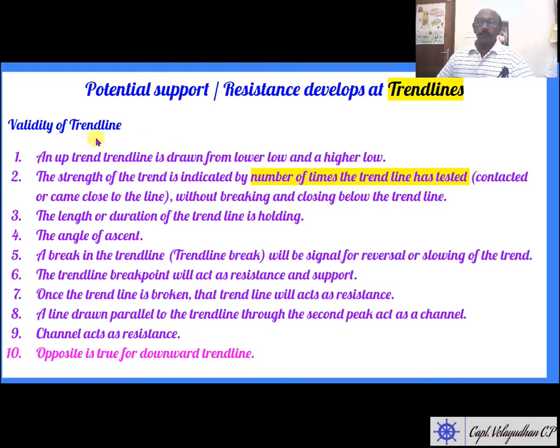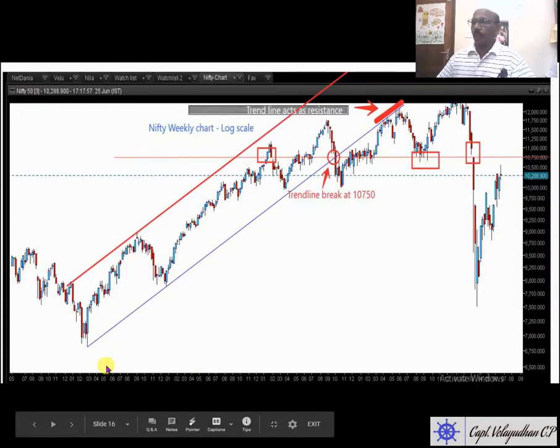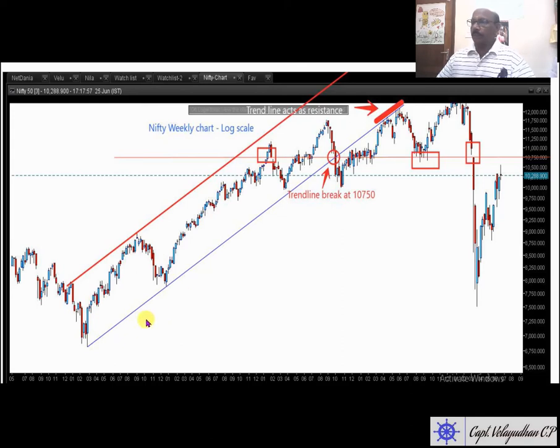Let us have a look at the chart, how the trend lines are breaking. This is a chart. I took this point and this point, two lows, one low and another higher low, and extended the line here. Here the price zoomed down and broke, and this line will work as support and resistance, and this line further ahead will act as resistance.